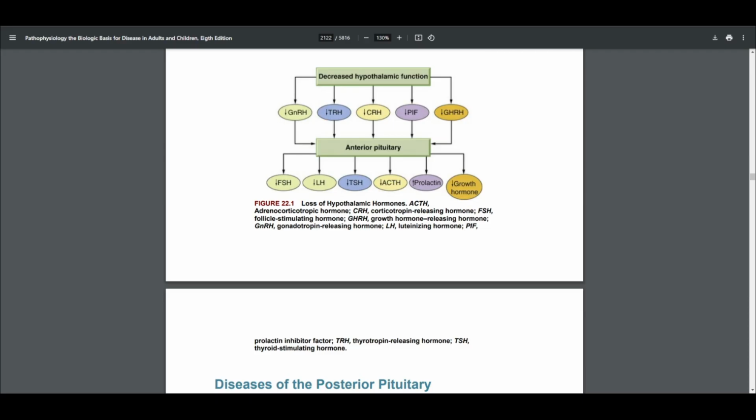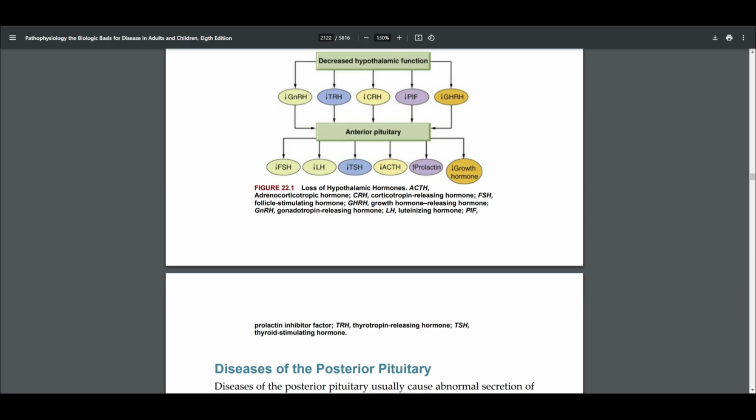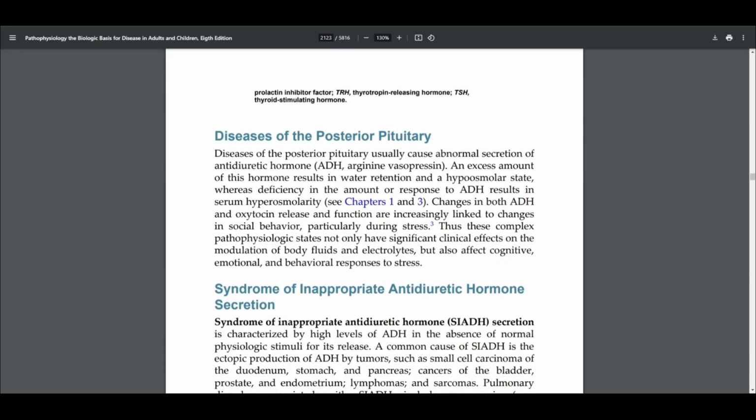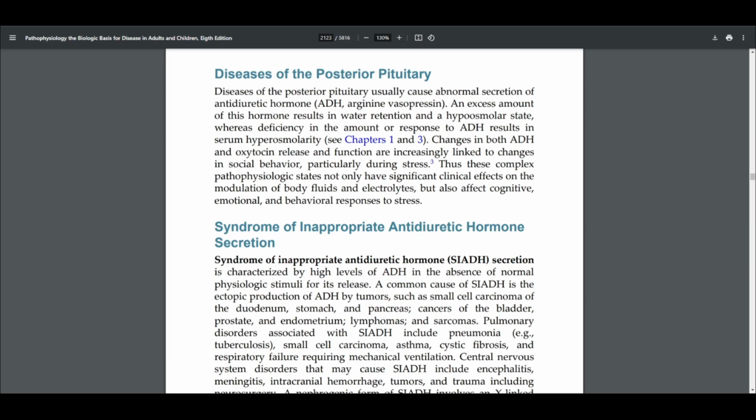So if there is a decrease in the hypothalamic function, there's going to be that decrease in the anterior pituitary gland. Diseases of the posterior pituitary usually cause abnormal secretion of antidiuretic hormone.